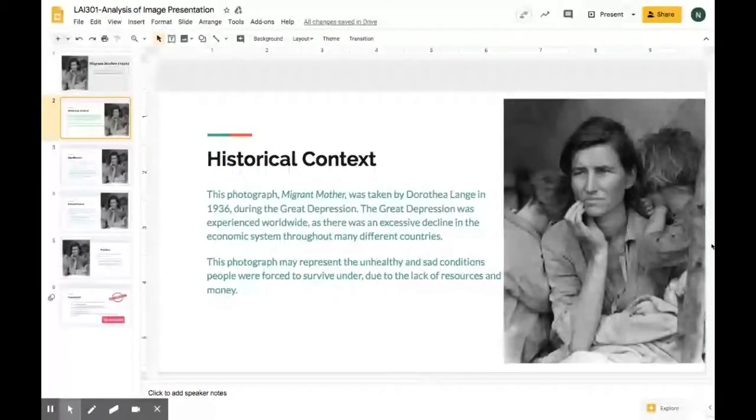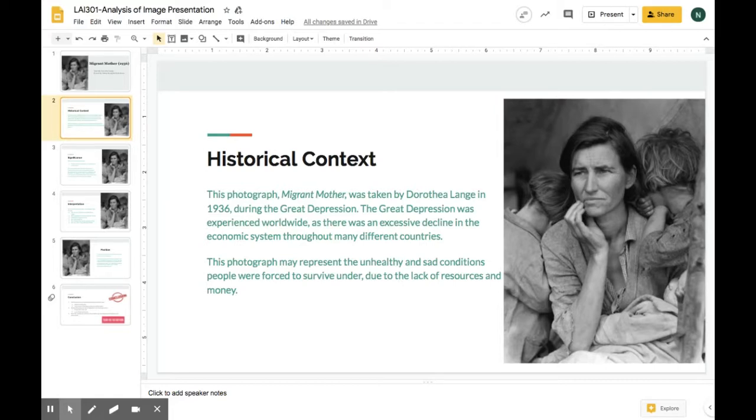This photograph, The Migrant Mother, was taken by Dorothea Lange in 1936. The Great Depression was experienced worldwide as there was an excessive decline in the economic system throughout many different countries. The Great Depression is a very well-known time experienced by many, unfortunately, and this photo displays the deepened struggle and sadness that these people had faced.